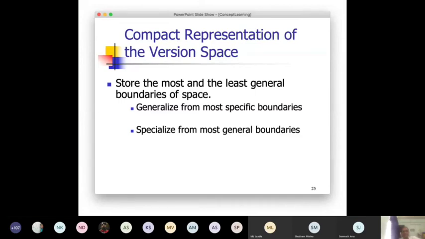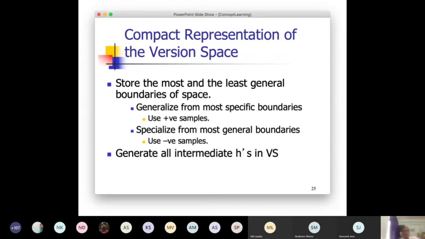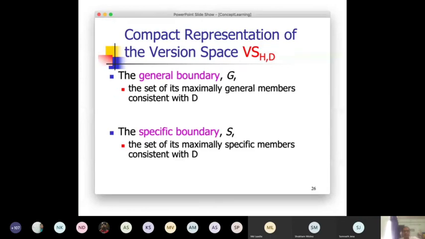So that means this is a set S. You are generalizing the most specific boundaries by looking at the positive examples, and you are specializing the most general boundaries by looking at the negative examples. In this way, you are generating all intermediate hypotheses in a version space. As I mentioned, the definition of a version space is that every hypothesis should be consistent, that means it should satisfy all training examples.